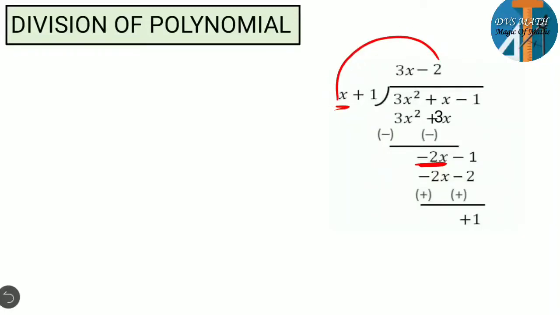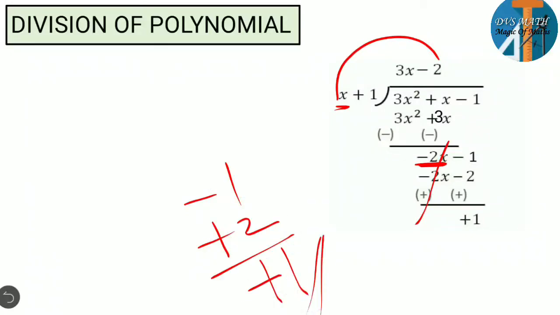Here, for the 1 also you have to multiply: plus into minus, minus, 2 ones are 2. So here also change the sign. Here minus 2x, so plus 2x, minus 2, so plus 2. So here minus 2x plus 2x cancel, minus 1 plus 2, you will get plus 1, which is the plus 1 as the remainder. So this is how you have to divide the polynomial.